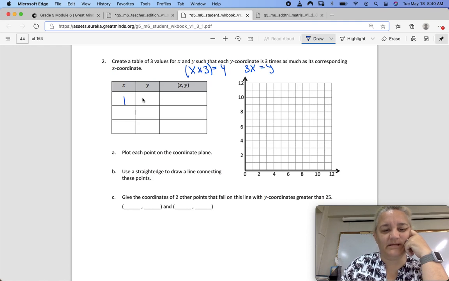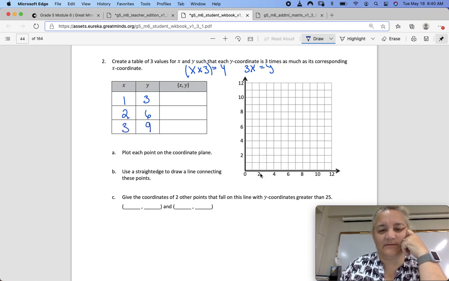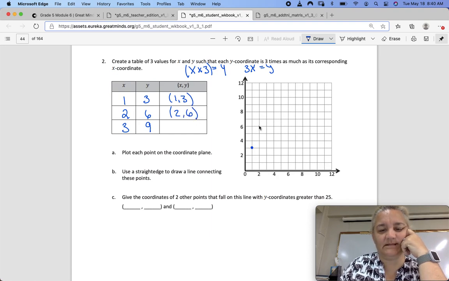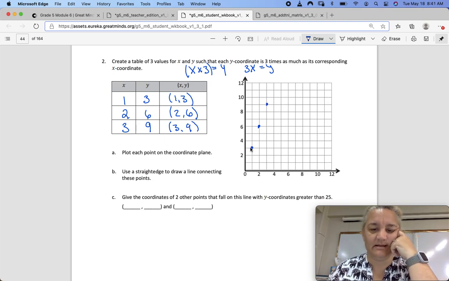1 times 3 is 3. 2 times 3 is 6. And 3 times 3 is 9. So that would be 1 and 3. And then this one would be 2 and 6, here. And then here we have 3 and 9. So 3 and 9. And this line goes really straight up, doesn't it?